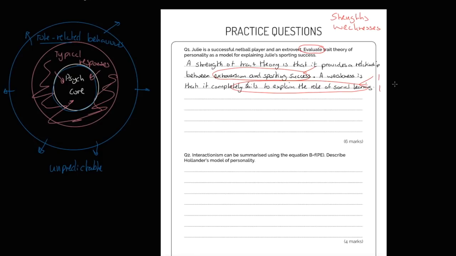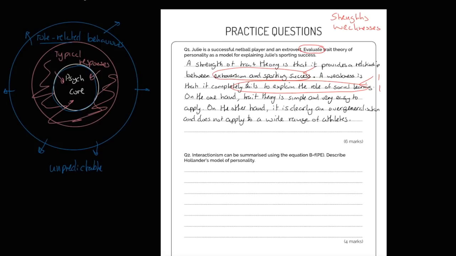So I've looked at one side, I've looked at another. It does suggest a relationship, but it doesn't take into account learning. Okay, fine, I've made two points, I'm evaluating, I'm clearly performing that skill. Next part. On the one hand, trait theory is simple and very easy to apply. That's an advantage. On the other hand, it is clearly an overgeneralization and does not apply to a wide range of athletes, so it does not apply to enough people for us to consider it a rule. Let's keep going.